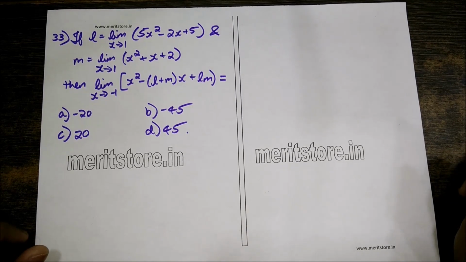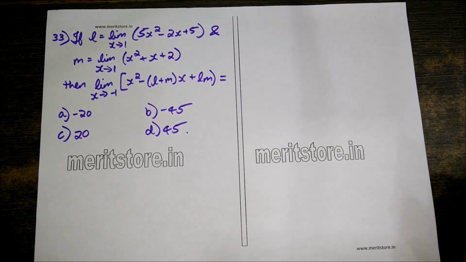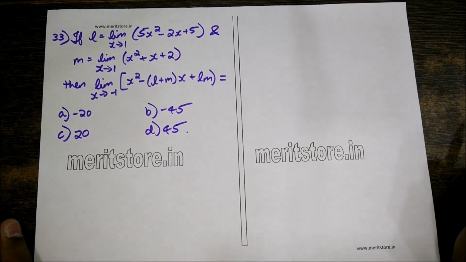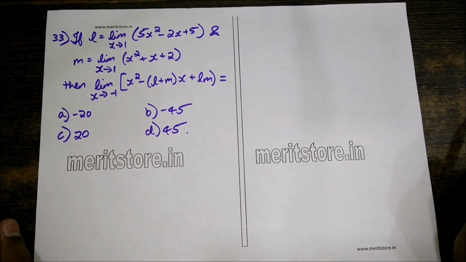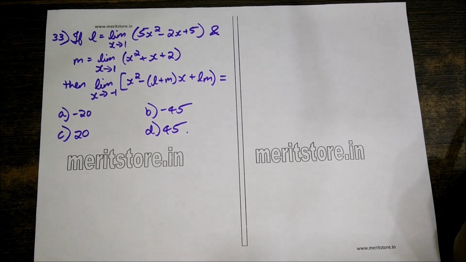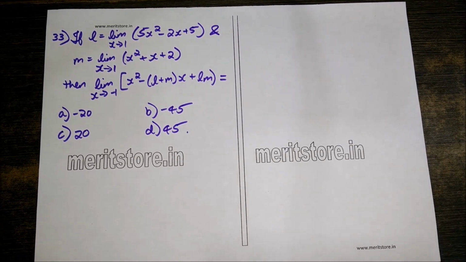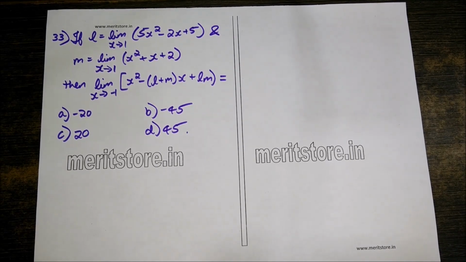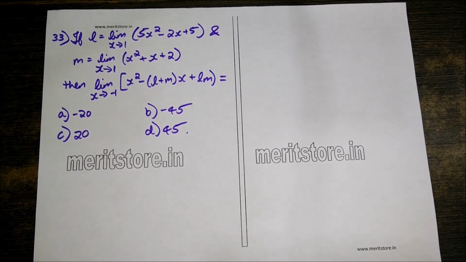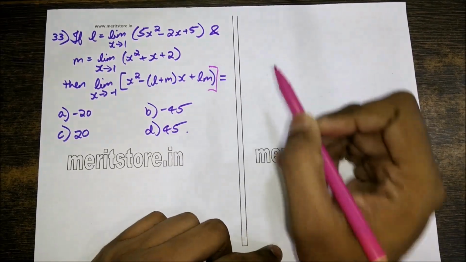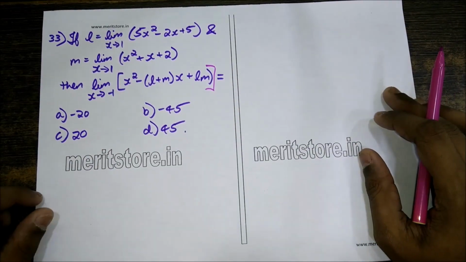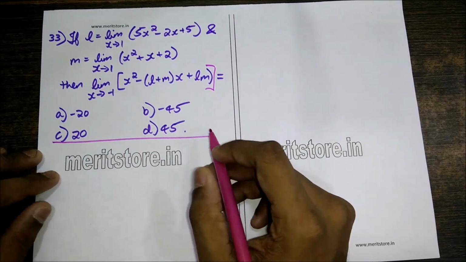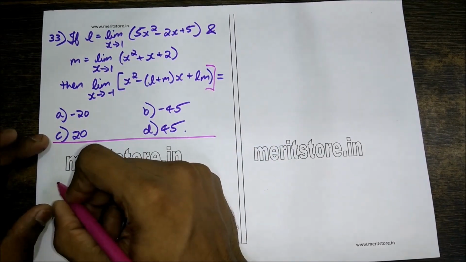If L is equal to limit of x tends to 1, 5x square minus 2x plus 5, and M is equal to limit of x tends to 1, x square plus x plus 2, then limit of x tends to minus 1 of x square minus (L plus M)x plus LM is equal to: A minus 20, B minus 45, C 20, or D 45. What we do first is solve it for L.